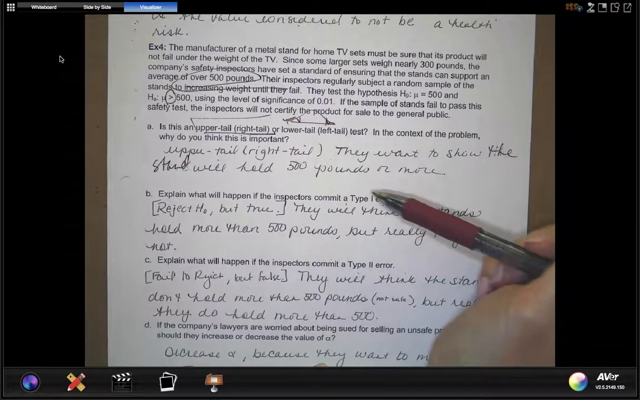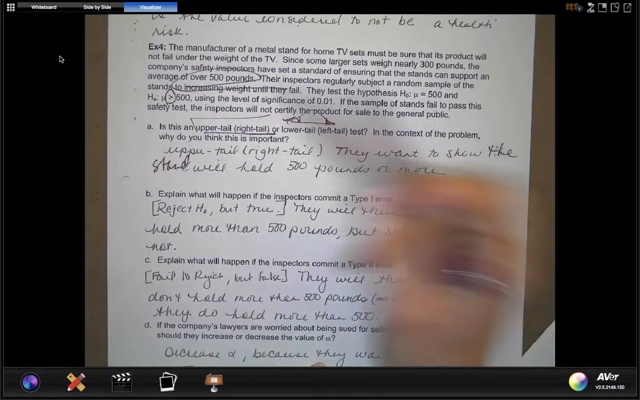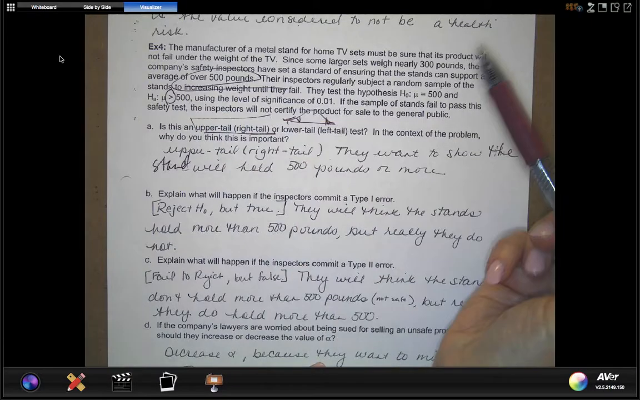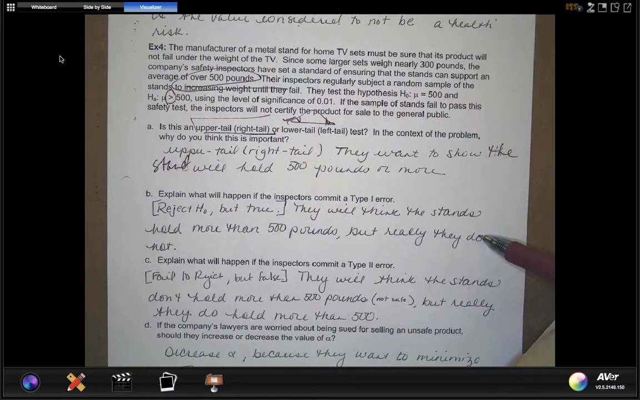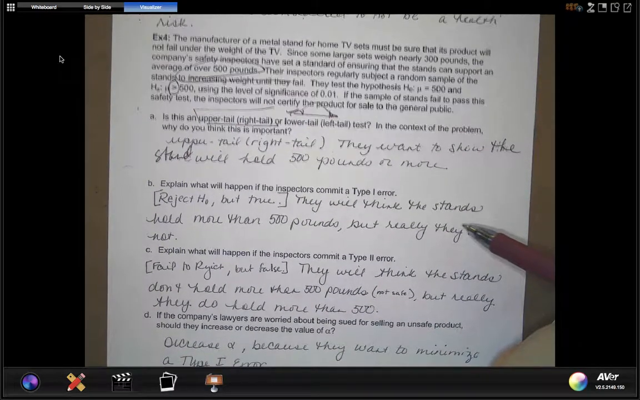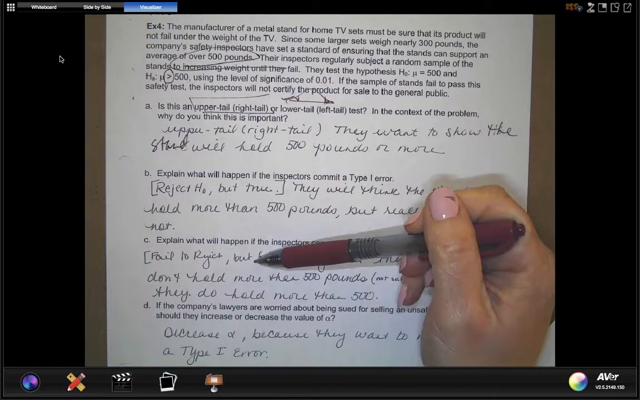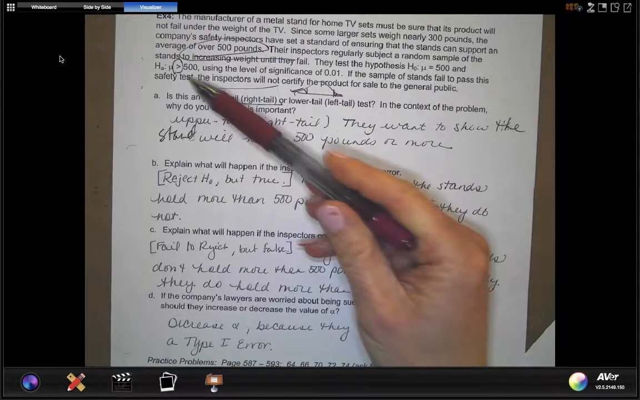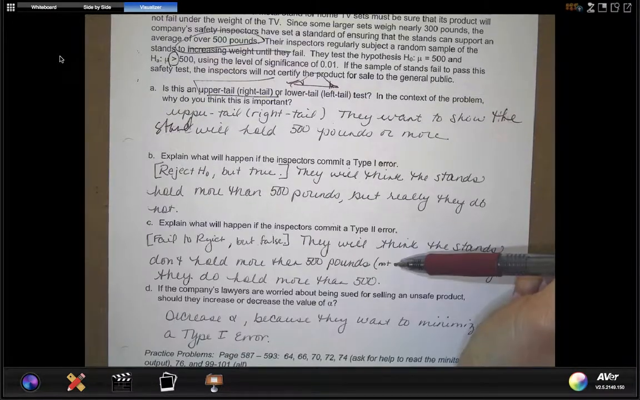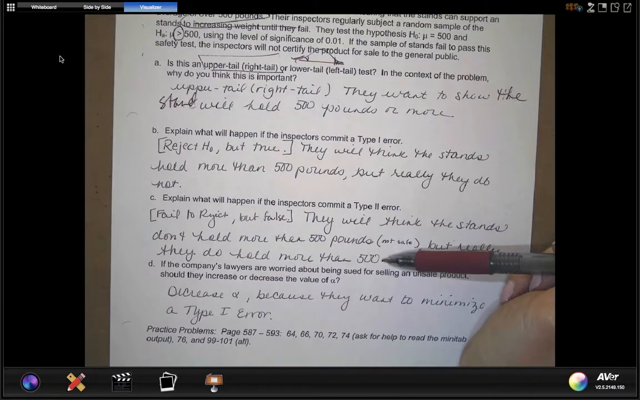All right. So if we commit a type 1, we reject H0, and we conclude that the stand can support more than 500 pounds, but really it doesn't. So this could be a problem because it would break. Fail to reject, so we don't reject this. So we think the stands don't hold more than 500. So we think that they're not safe, but really they are fine, okay? So like here, we probably stop the production and look at things.